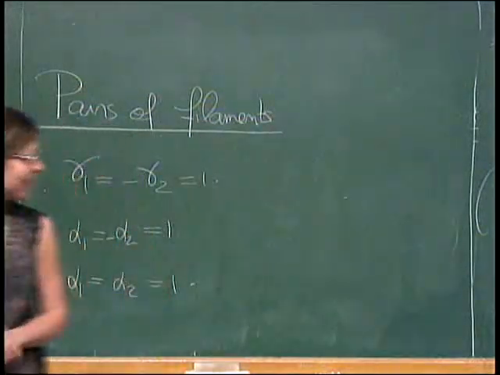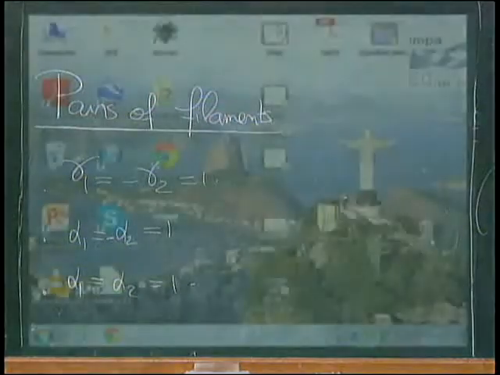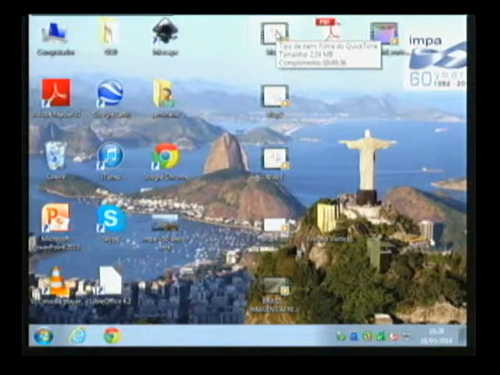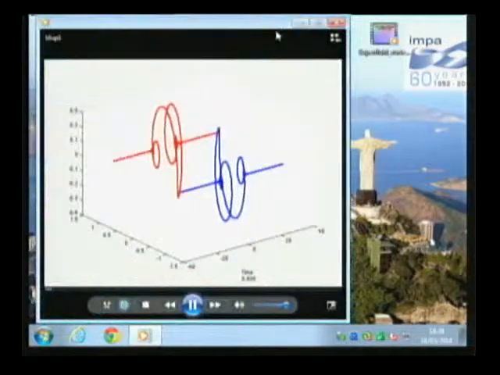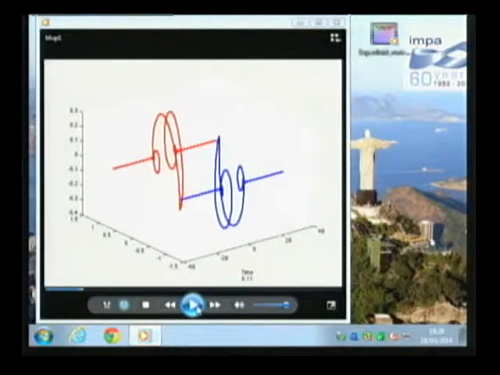So let me present the simulations we obtained. We still don't really understand why they behave like this. In this example, we consider the first case, alpha 1 equals minus alpha 2 equals 1. And we start with two filaments, psi 1 and psi 2, which are opposite. But then, as time evolves, the symmetry is no longer conserved, because in the case of alpha 1 equals minus alpha 2, there is no symmetry for the corresponding system.